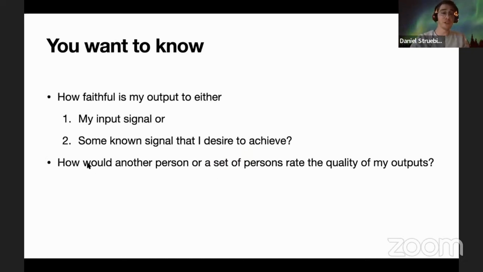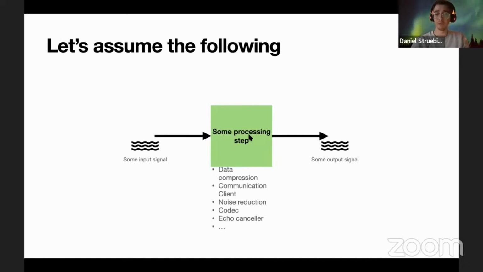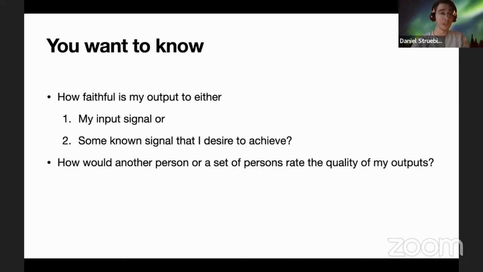And then the other question you want to ask is how would another person, or a set of persons, the aggregate over multiple opinions, rate the quality of my outputs? And I hope that this becomes clear, that we are mainly dealing with qualitative measures, either in terms of distortion or in terms of bandwidth limiting you've introduced in the processing step right here. So these are the questions that we basically want to answer, and I hope that is somewhat clear.